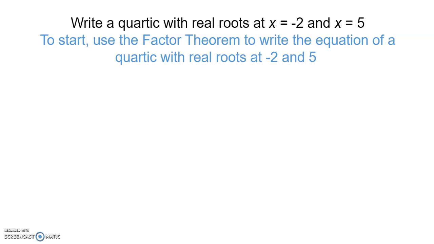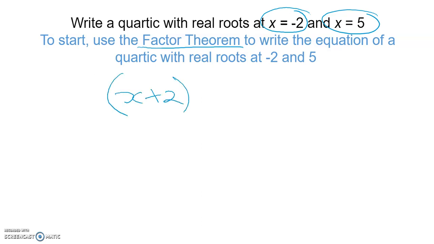This question is asking us to make a quartic polynomial with real roots at x equals -2 and x equals 5. So if we apply the factor theorem, we know our factors are x plus 2 and x minus 5, because they're always the opposite sign.